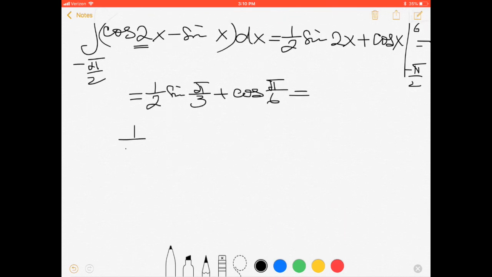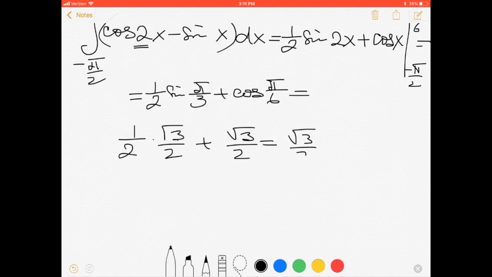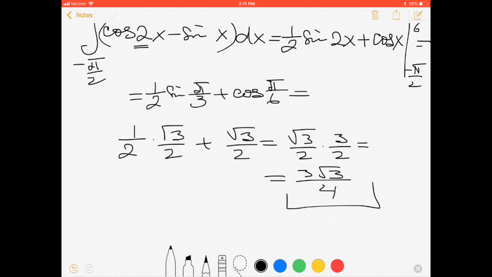Here we have 1/2 times square root of 3 over 2 plus square root of 3 over 2. This means square root of 3 over 2 times (1/2 plus 1), it will be 3/2. Finally, 3 square root of 3 over 4 is our final answer. This is all you want to remember about area of a region.